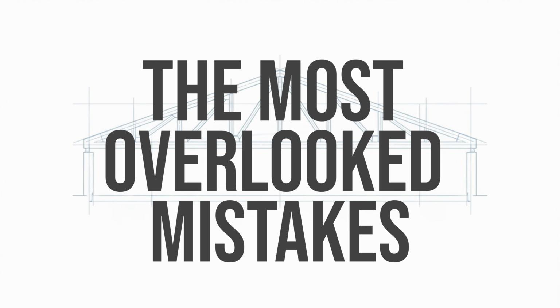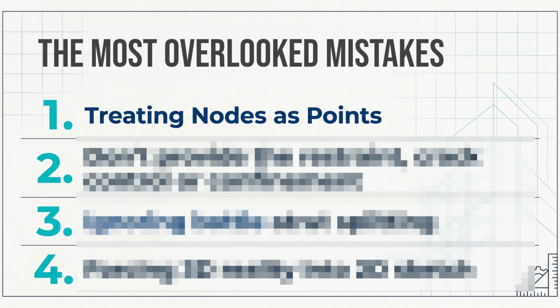So what are the most overlooked things in strut-and-tie that you can see? Nodes are super critical. They're not just points in a system. You've got to know how the forces are coming in, as they're potentially high stress points.